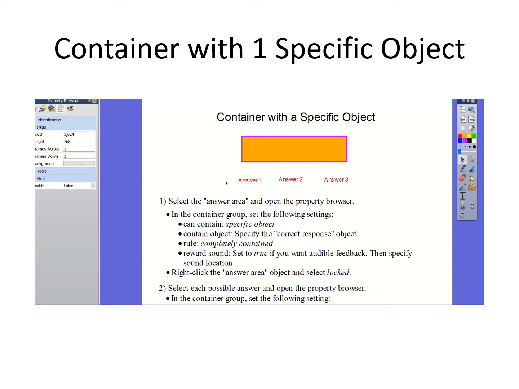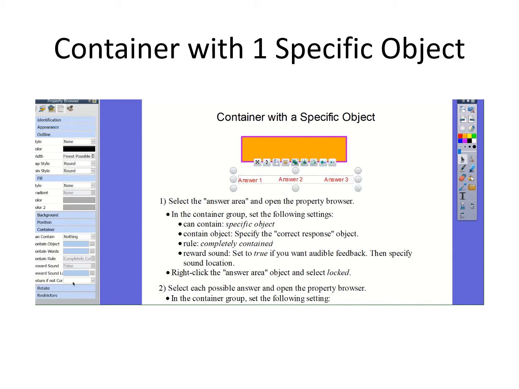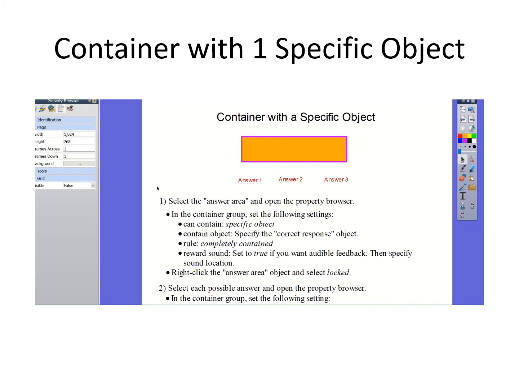Now here's a quick trick. Instead of just selecting one, I can select all three of these answers all at once, go down to the container area. Again, I don't need any of these except for the last one, and say true to all of them. Now, click outside of that, and now if I take a wrong answer in, it will bounce out. If I place a correct answer in, there's my reward sound, and notice it stays in. If I took another wrong answer, it would also bounce out.